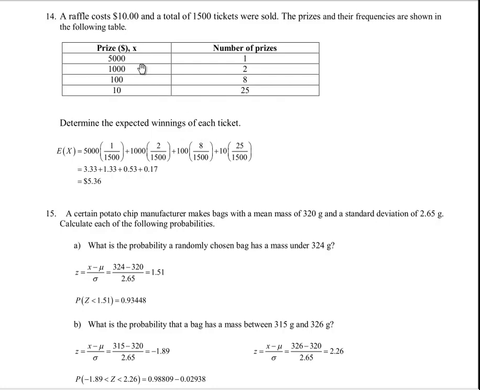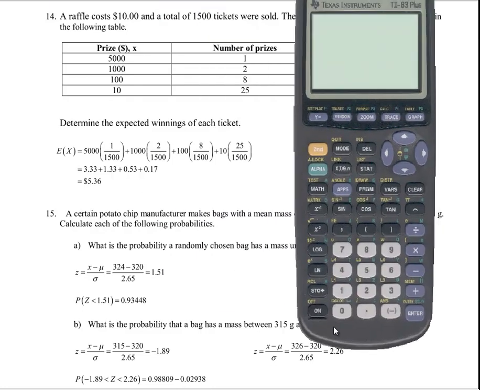So you take each of these amounts that the person could win and multiply by the probability of that happening. Now there's 1,500 tickets sold. So the probability of this one prize of 5,000 happening, there's only one of them, the probability would be 1 in 1,500. So we would multiply 5,000 by 1 over 1,500. And then add to that 1,000 times, now there's 2 chances out of 1,500, plus 100 times 8 out of 1,500, plus 10 times, and there's 25 of those, 25 out of 1,500. And so this is what the calculation would look like.